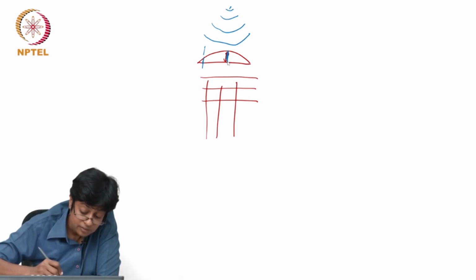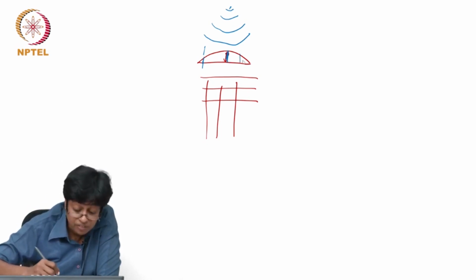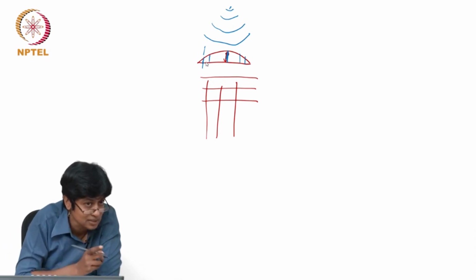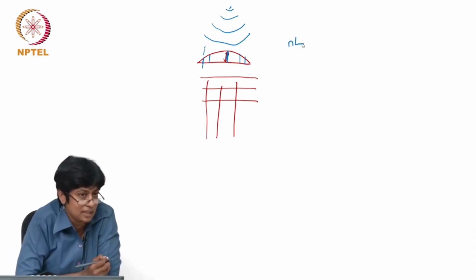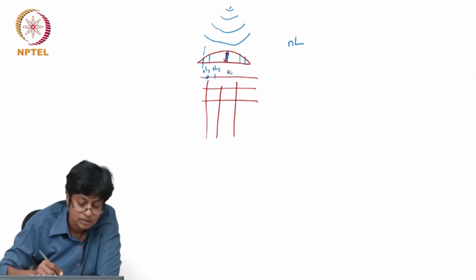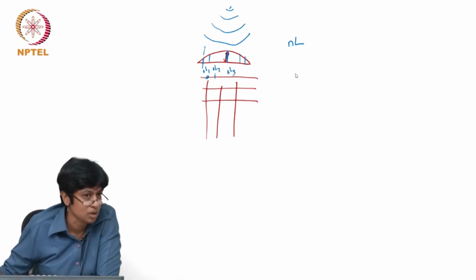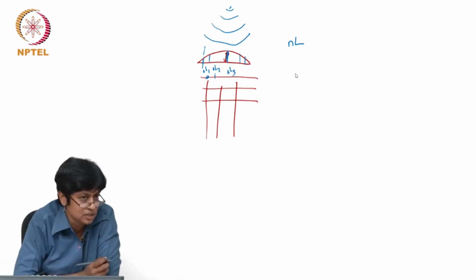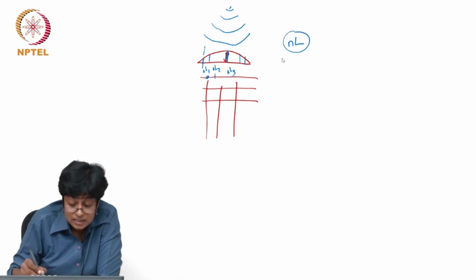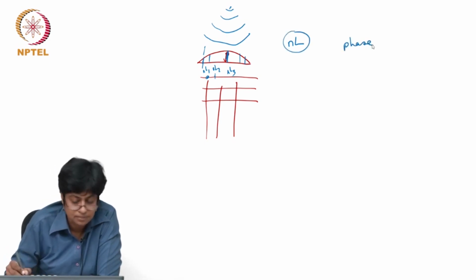Because the wave travels through this region. So everywhere there's a different thickness, but now you know it's not just the thickness that matters, it's n into L that matters. So everywhere this part of the wave has traveled through some NL1, this part has traveled through NL2, this has traveled through NL3 and so on. And that is what changes the shape of the wave. This actually relates to phase.